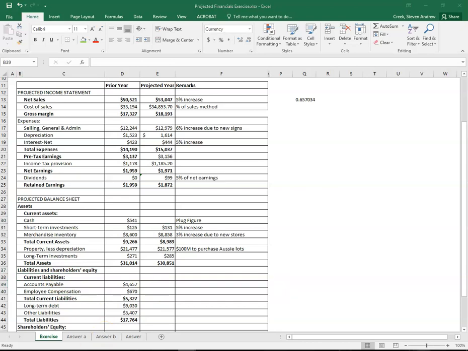Accounts payable, that's going to rise as well. Probably not worth a remark at this point, so let's just stick with that 5% since it's easy. Employee compensation, we're going to have some new stores here, so maybe that goes up. Let's stick with our 3% increase due to new stores. 760 times 1.03. And then we can get our total current liabilities by summing those up.